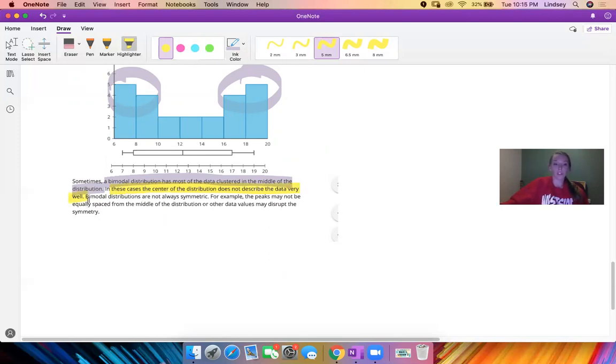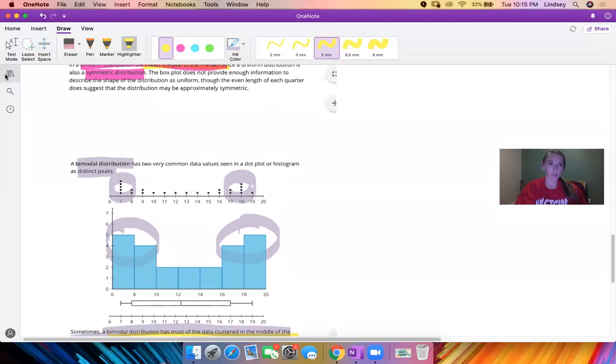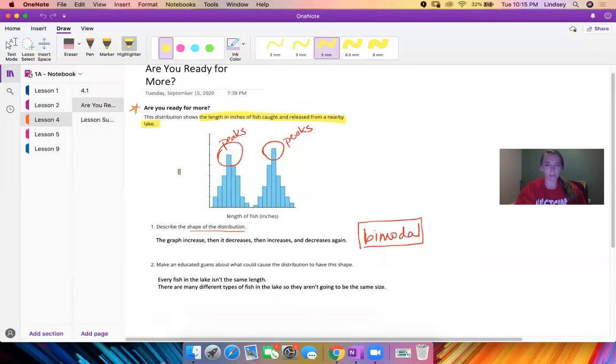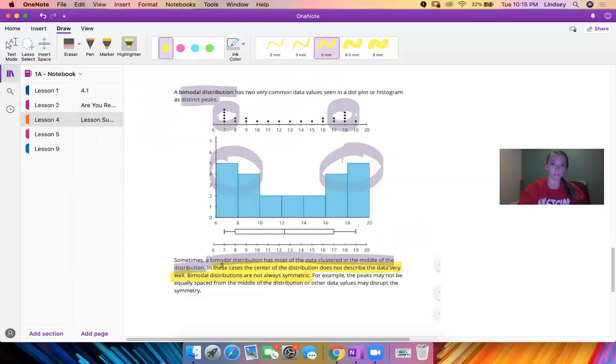Bimodal distributions are not always symmetrical. For example, the peaks may not be equally spaced from the middle of the distribution, or other data values may disrupt the symmetry. And that's kind of like what we saw earlier here. We had the bimodal, but it wasn't exact. I mean, it's pretty close, but this one wasn't exactly symmetrical on both sides.